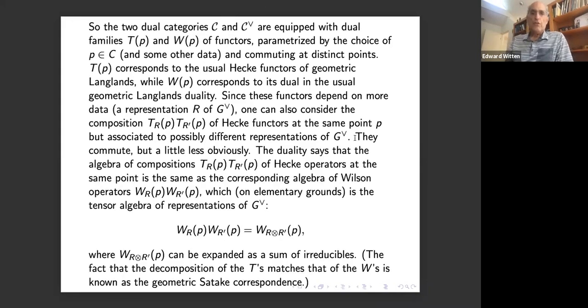The duality says that the algebra of compositions of Hecke operators at the same point is the same as the corresponding algebra of Wilson operators, which on elementary grounds is the tensor algebra of representations of the dual group, where the right-hand side here can be expanded as a sum of irreducibles. And this duality between the algebra for the 't Hooft operators and that for the Wilson operators, in this context, is called the geometric Satake correspondence.